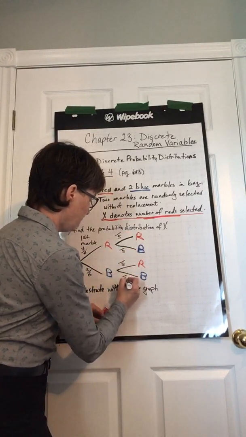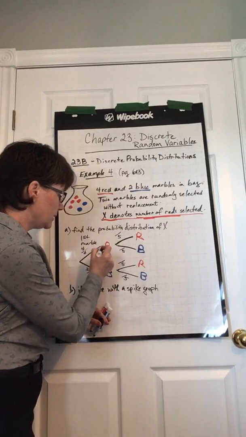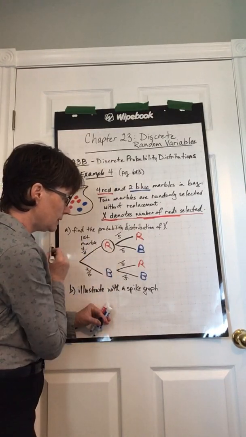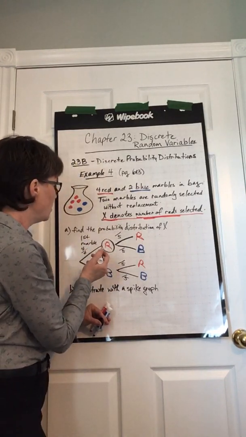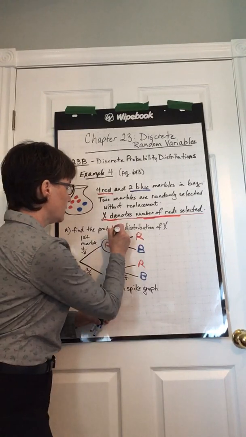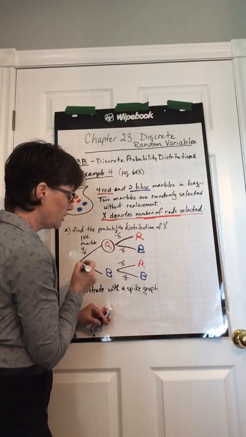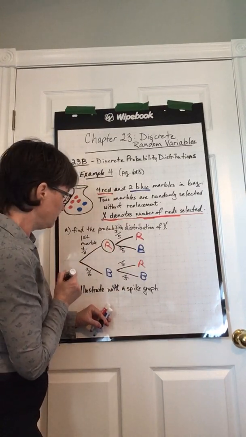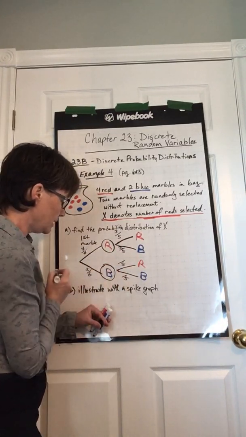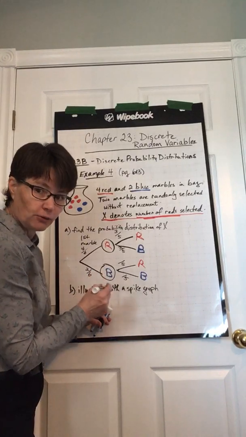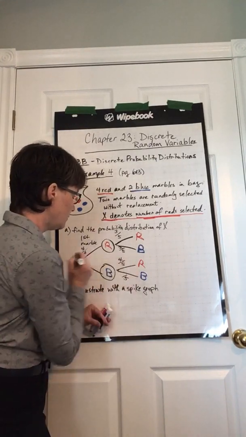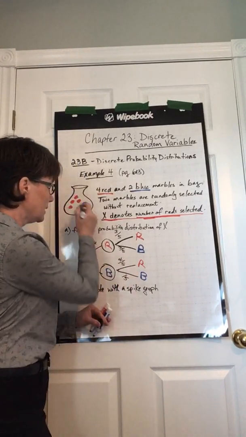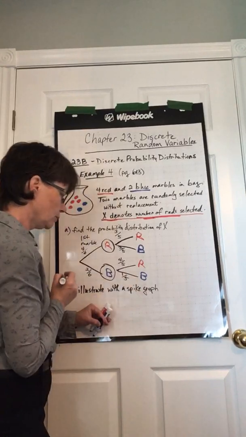And remember, without replacement means if I already have a red, then there's now only 3 red in the bag. So probability of getting a red is 3 out of 5. Both of the blues are still there, so 2 out of 5. If I had already selected a blue, there's still 4 reds in the bag, so that's 4 out of 5. But 1 blue is already taken out, so now there's only 1 blue left.